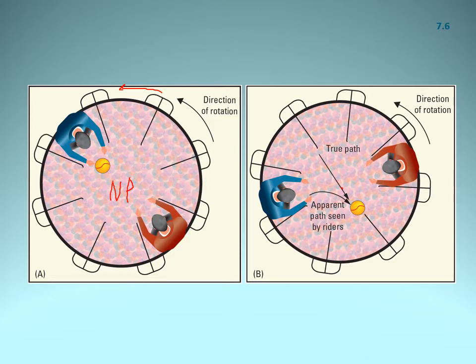It will actually be deflected if you are a person that's on the merry-go-round. So you have this apparent deflection, and as you see, it's to the right. If it were rotating clockwise, which represents the southern hemisphere, it would be deflected to the left.